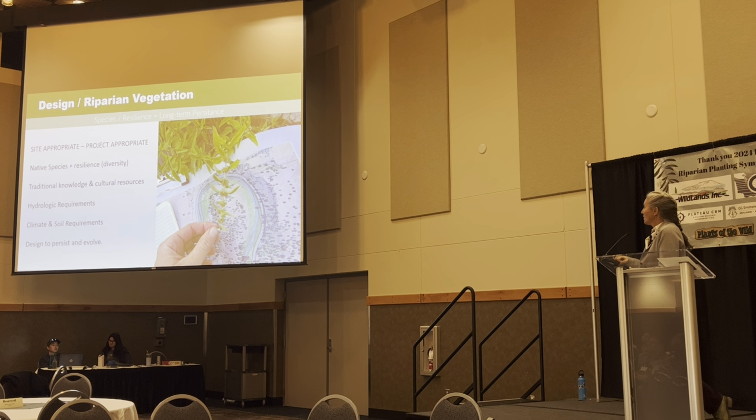And then, of course, once you know what those plants are, what kind of hydrology do they need? What kind of soil and climate requirements? And then the whole idea is to design these restoration projects so not just the structures that you install on the landscape persist and evolve and maintain themselves, but so does the riparian vegetation, depending on what their role is and the geomorphic context that the plants play in the system.